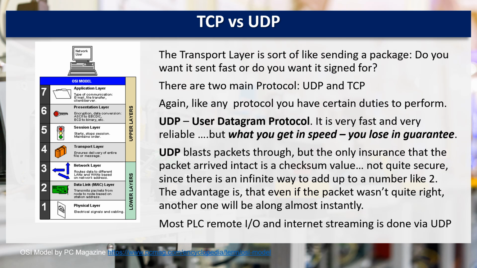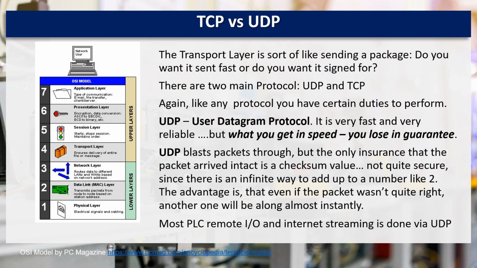UDP stands for User Datagram Protocol. It is very fast and very reliable, but once you gain in speed, you lose in guarantee. UDP blasts packets through, but the only assurance that the packet arrived intact is a checksum value. Not quite secure, since there's an infinite way to add up to a number like 2. The advantage is that even if the packet wasn't quite right, another one will be along almost instantly.